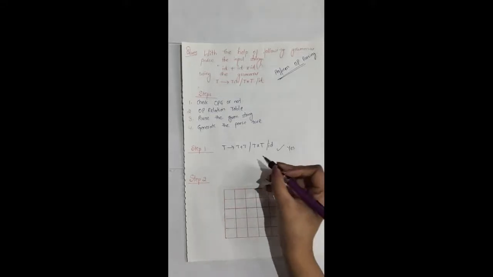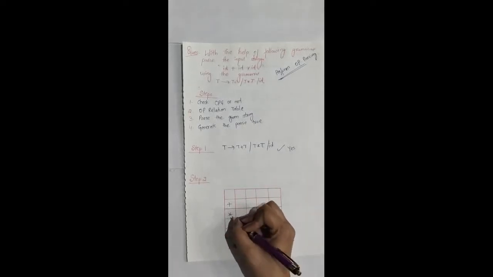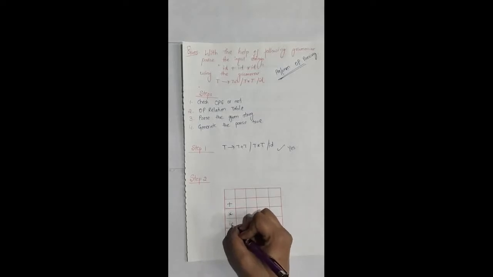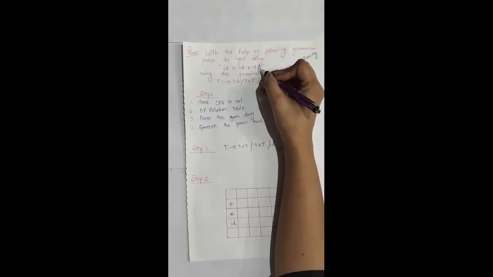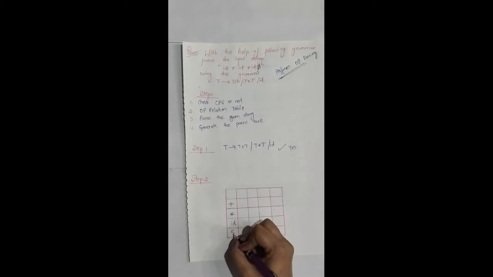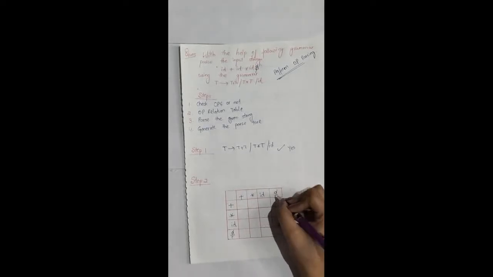Now, second step is to create the operator precedence relation table. How do we create it? From the given grammar, we will write the terminal symbols like this: ID. And always remember that whatever string is given to you in the question, you have to add a dollar mark, and this end marker is also a terminal symbol. So this will be the last terminal. In the same way, write here plus, asterisk, ID and dollar.